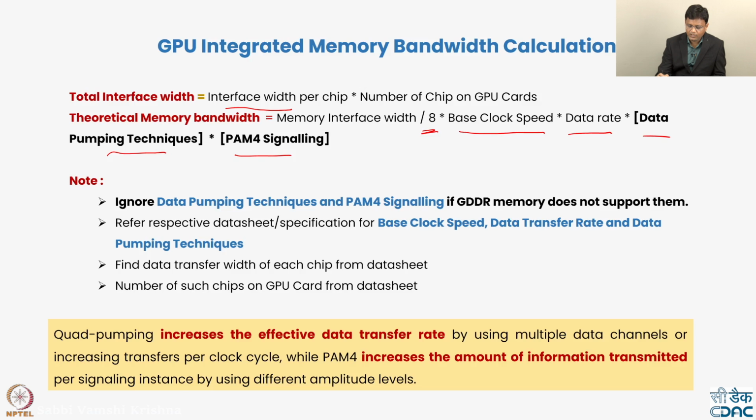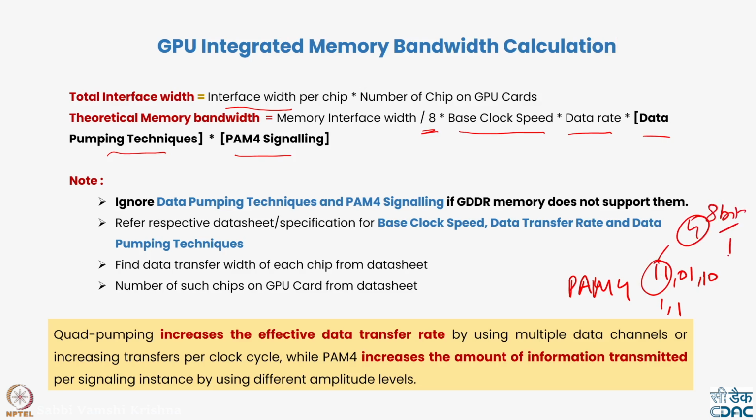So, the simple meaning is that when you are using PAM4, it will transfer 2-bit information rather than 1. Because the number of bits has increased, the amount of information transferred also increases. On the other side, the quad pumping technique tells you how many transfers are happening. Suppose there is PAM4 and the data is transferring 4 times per cycle, so almost 8 bits you are transferring in one cycle. This kind of logic you have to apply here.